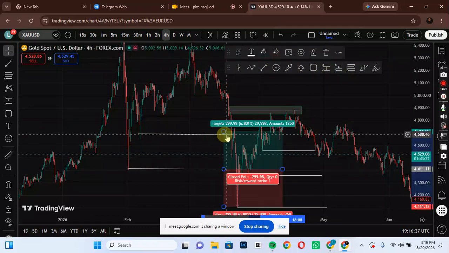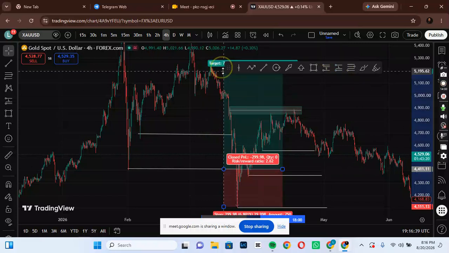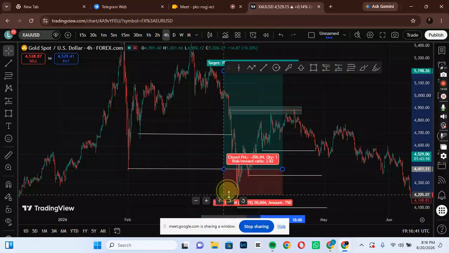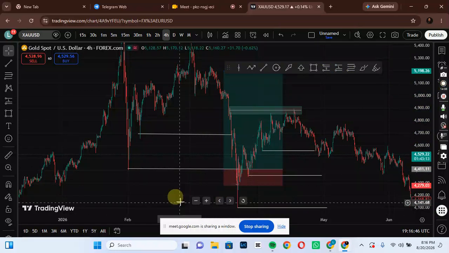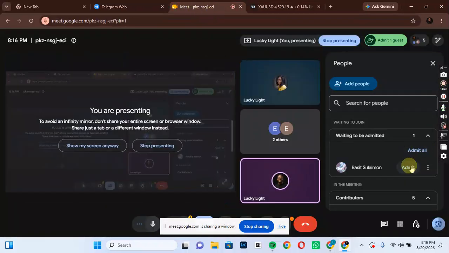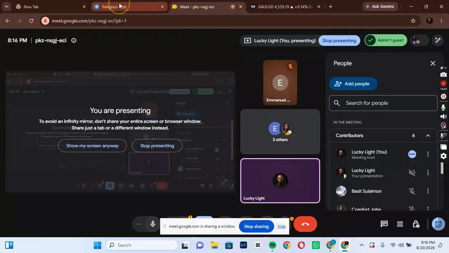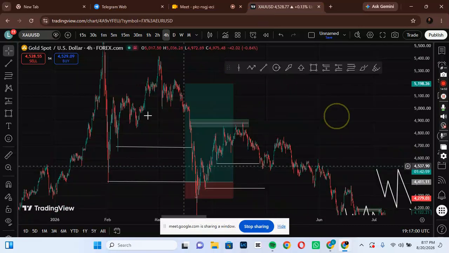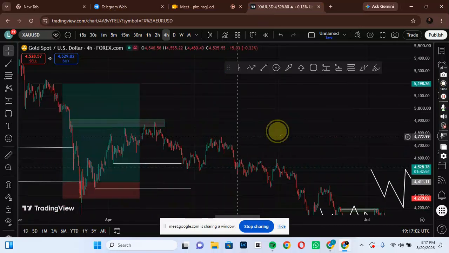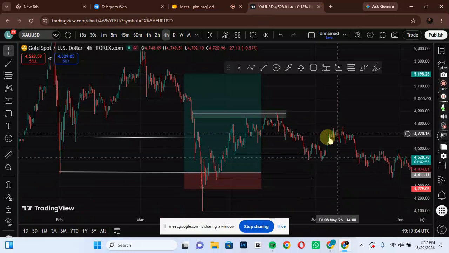Someone enters a trade here, and all of a sudden, let's say they enter the trade like this, and price will just come and wipe that person off. It's because that person is actually trading inside that liquidity, so it has to be liquidated.